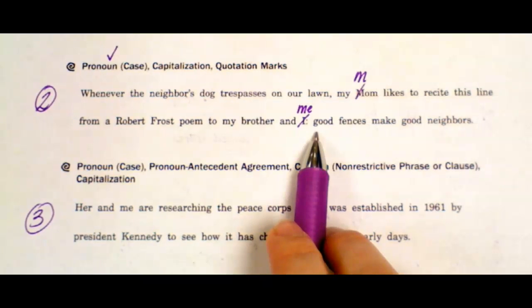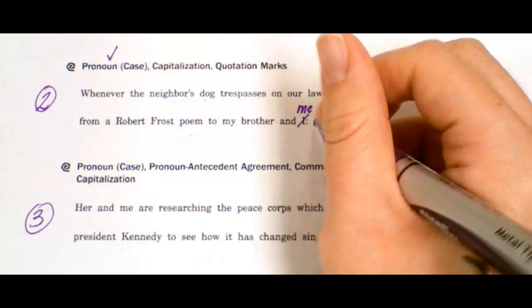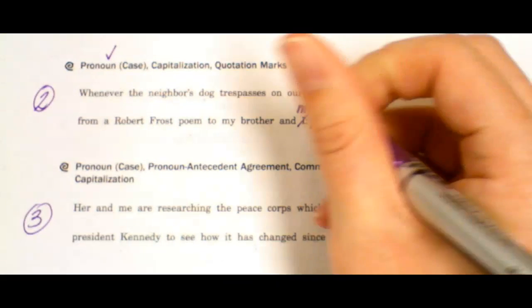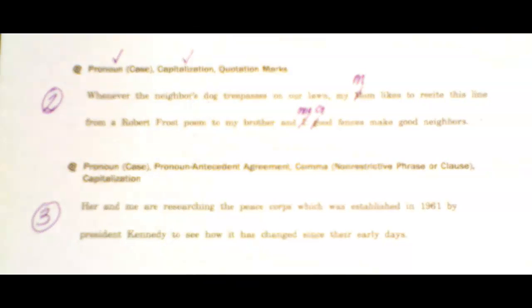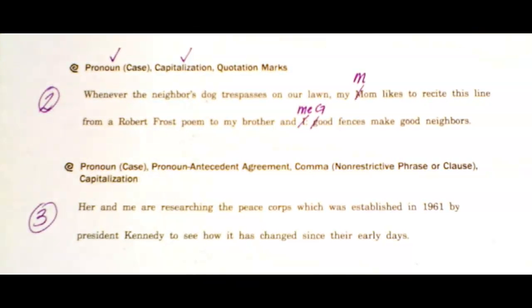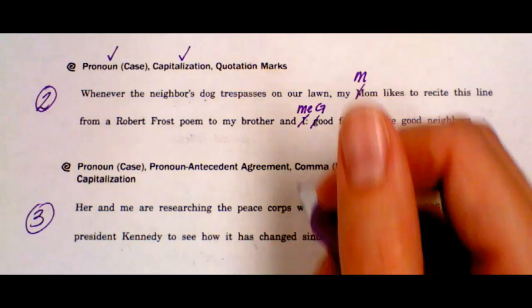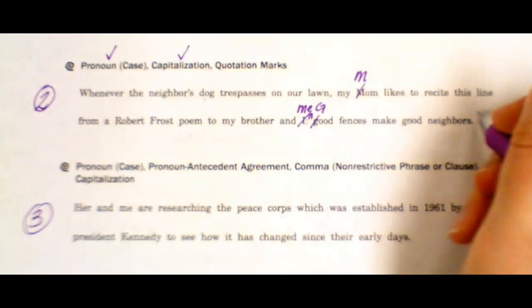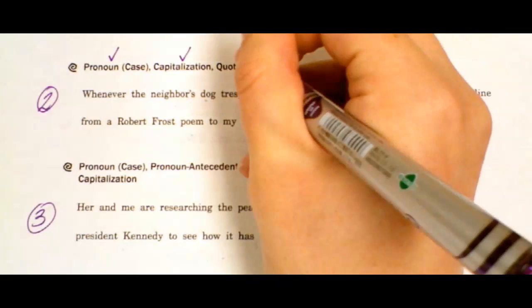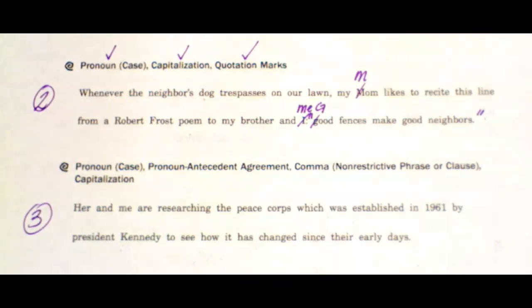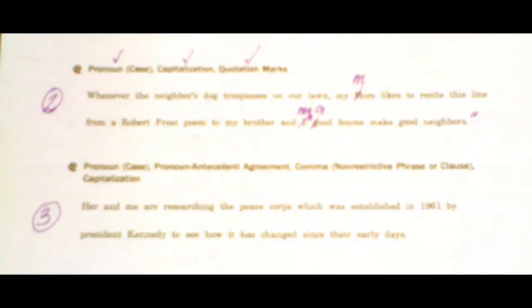I also have a specific quote that's being used in my sentence. The beginning of a quote should be capitalized, and so I also need to capitalize good. And lastly, I have quotation marks to add. I'm going to put my quotation marks around this line from the poem. And now my sentence 2 has been corrected.